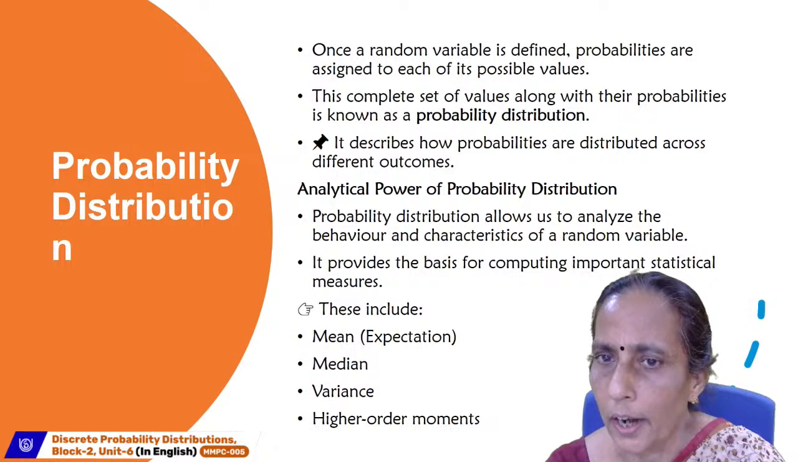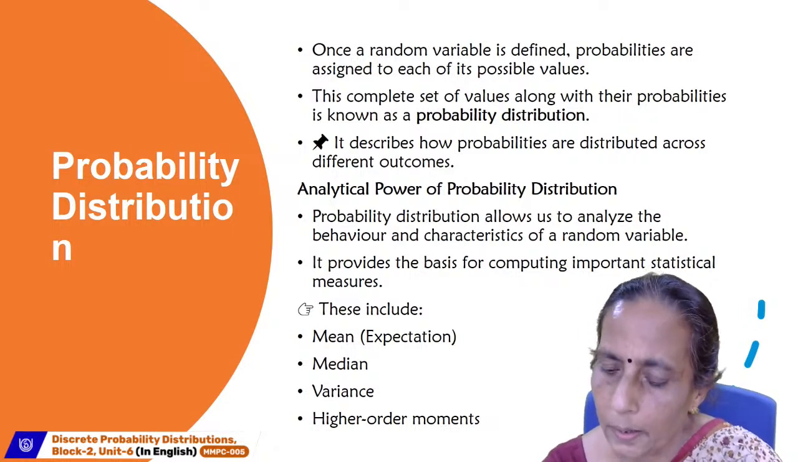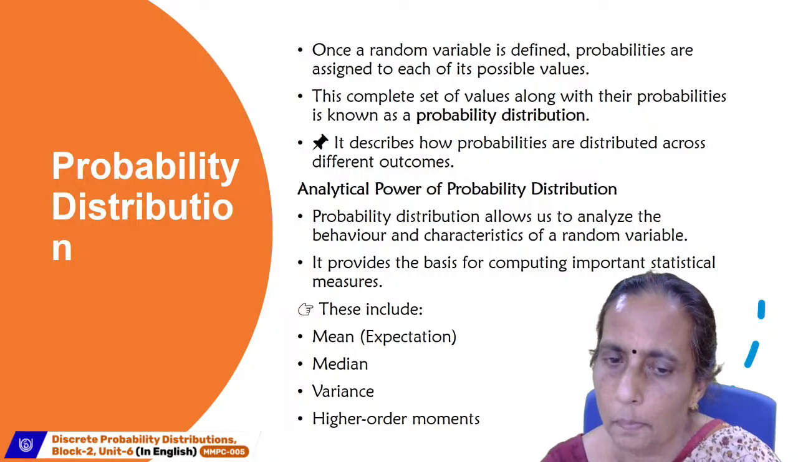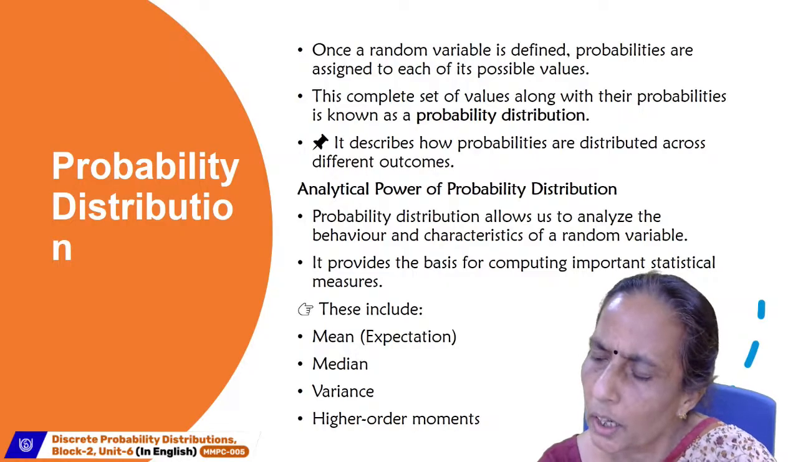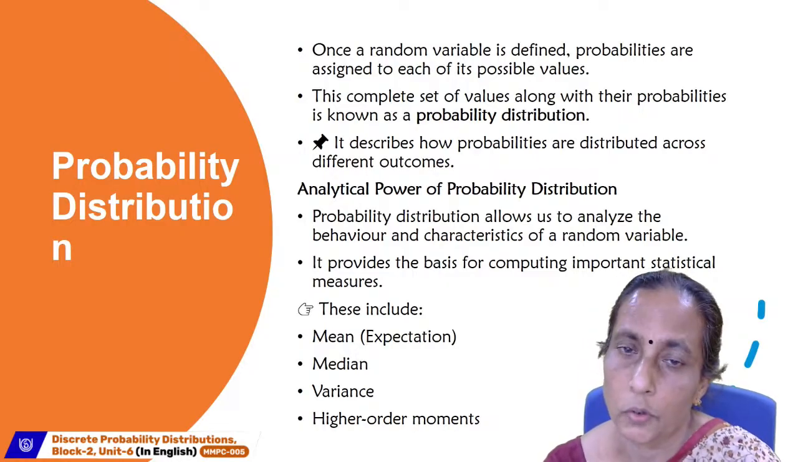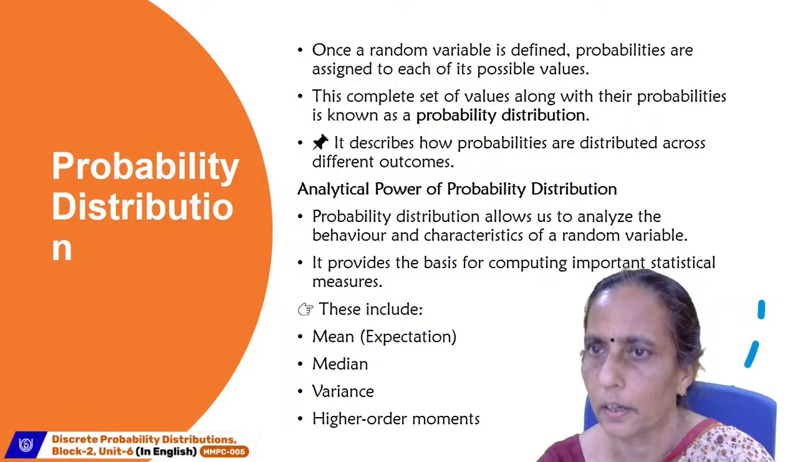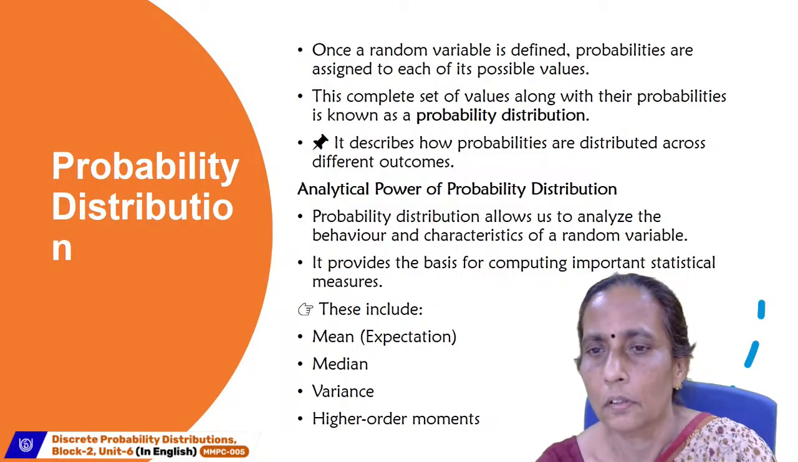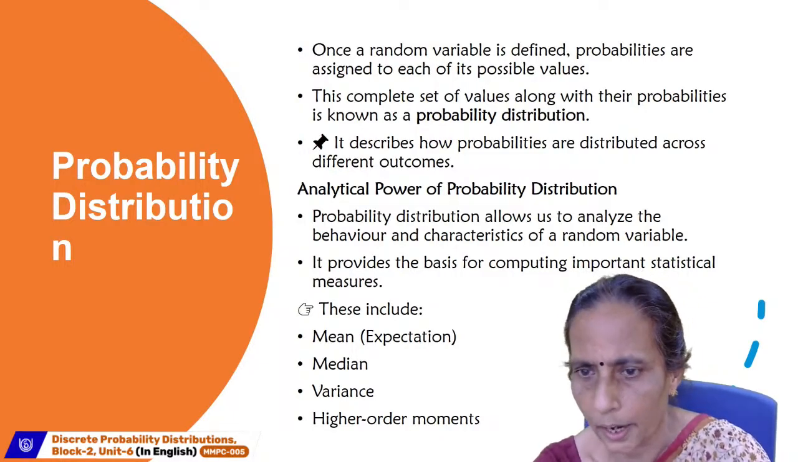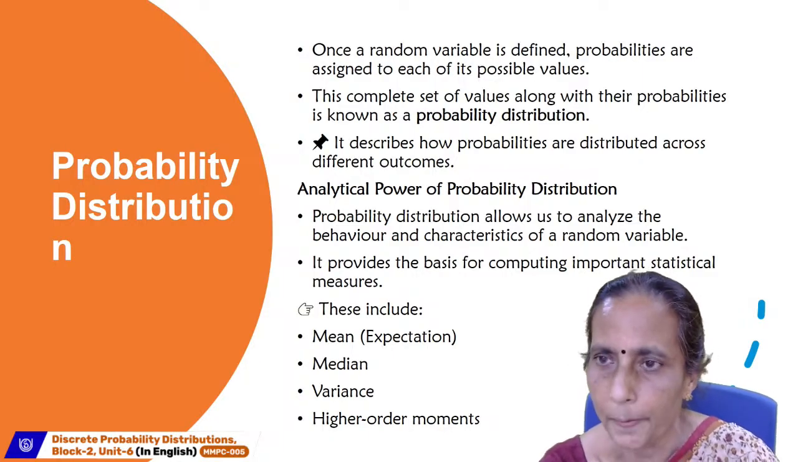So once your random variable is defined, then probability, that means the number of heads or number of tails that appear, that probability is assigned to each of its possible values. So this complete set of values along with its probabilities, that means whatever values we are getting, we are assigning to each and every possible outcome, event that is occurring.